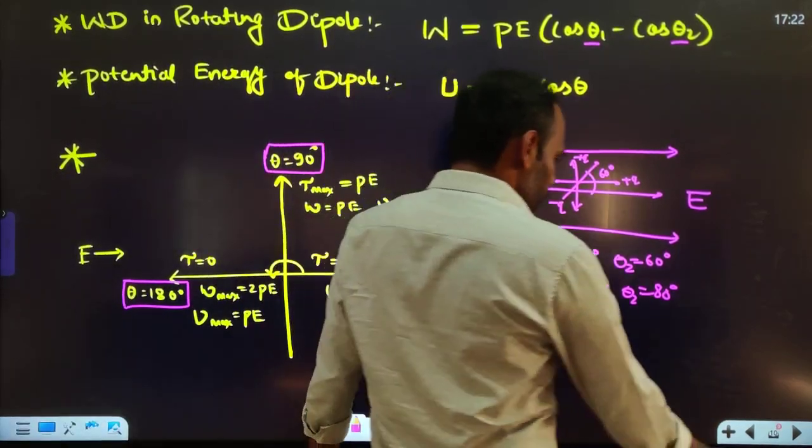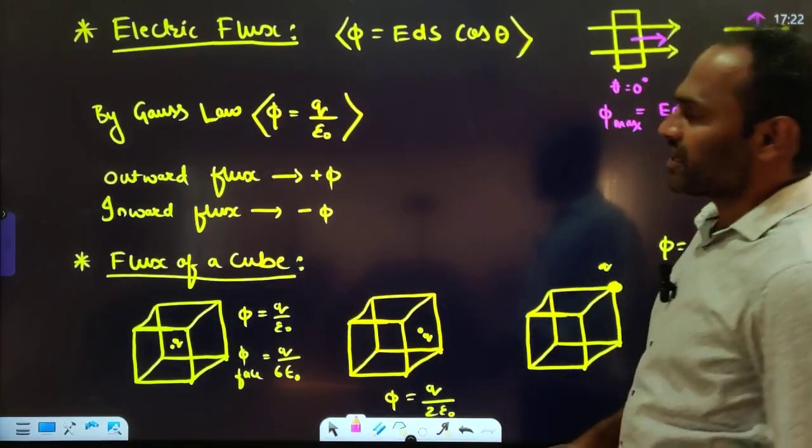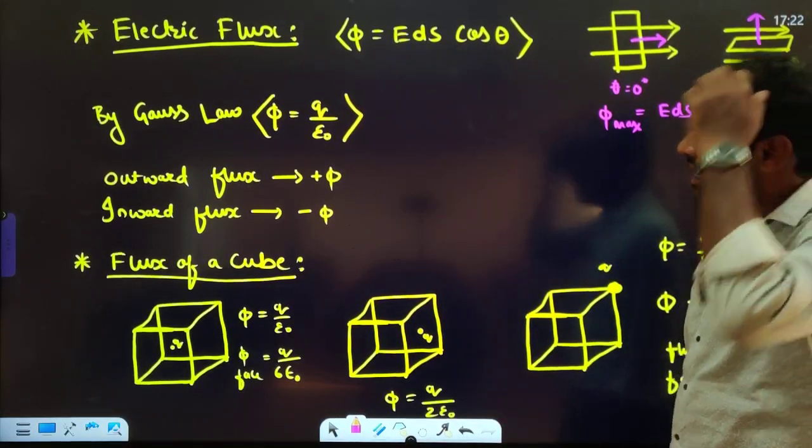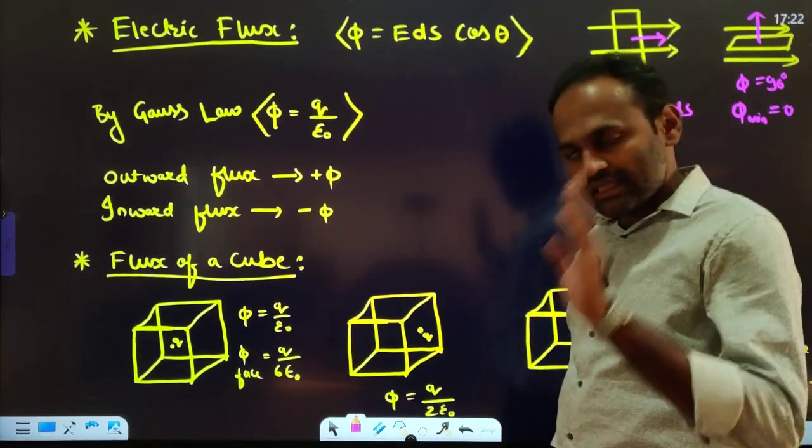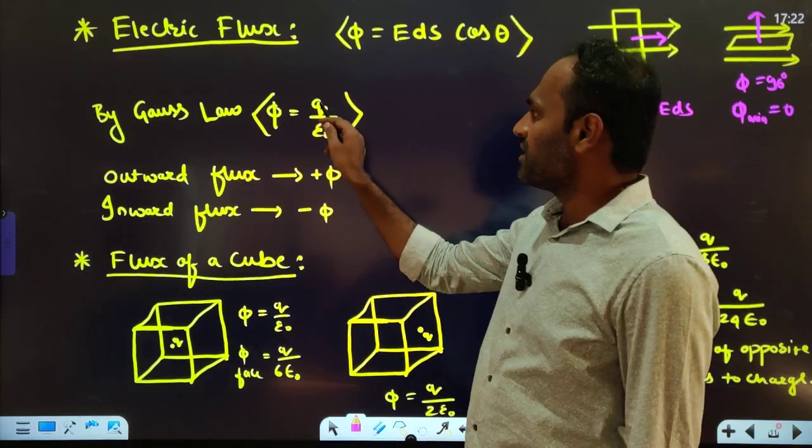Okay, next we'll go for another concept now, that is electric flux. See, by definition, electric flux is given by phi is equal to E ds cos theta. This is by definition. The same electric flux by Gauss law is given by phi is equal to Q by epsilon naught, right?